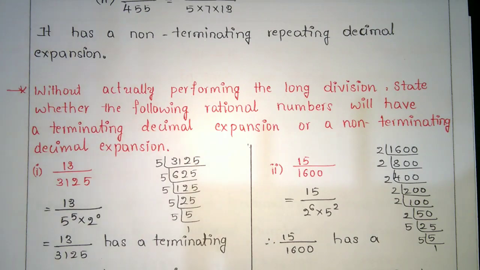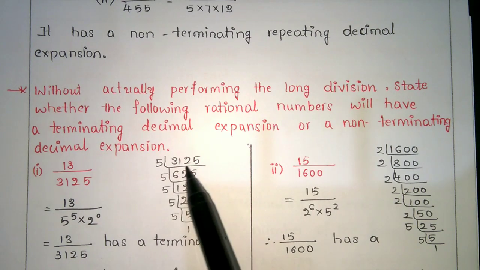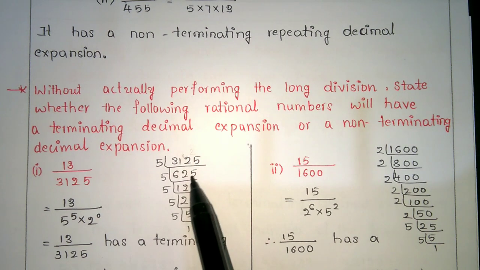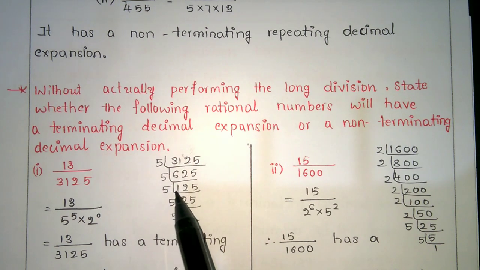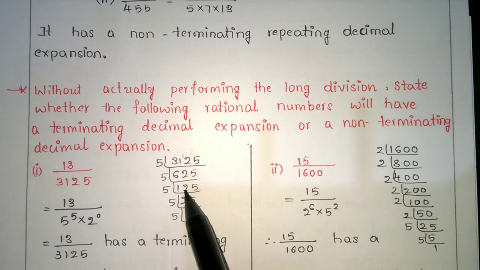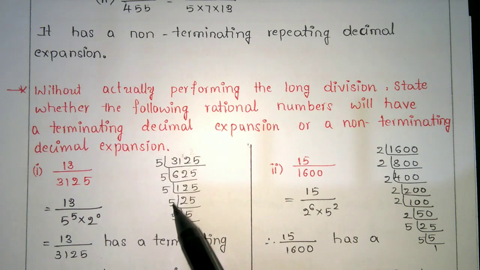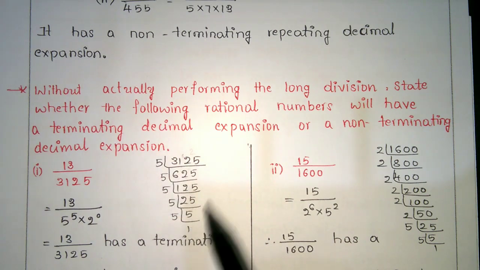3125. So the prime factorization of 3125: 5 ones are 5, 5 sixes are 30, 1 carry 12, 5 twos are 10, 2 carry 25, 5 fives are 25. Like that, 5 fives are 25, 5 ones are 5.